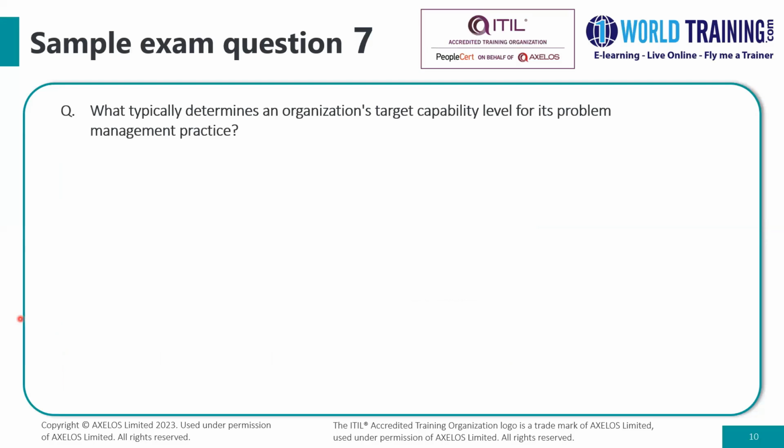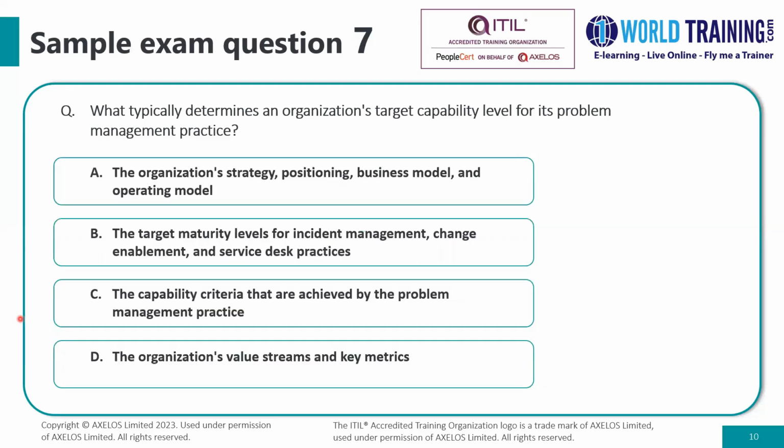Question 7. What typically determines an organization's target capability level for its problem management practice? A, the organization's strategy, positioning, business model, and operating model. B, the target maturity levels for incident management, change enablement, and services practices. C, the capability criteria that are achieved by the problem management practice. Or D, the organization's value streams and key metrics.